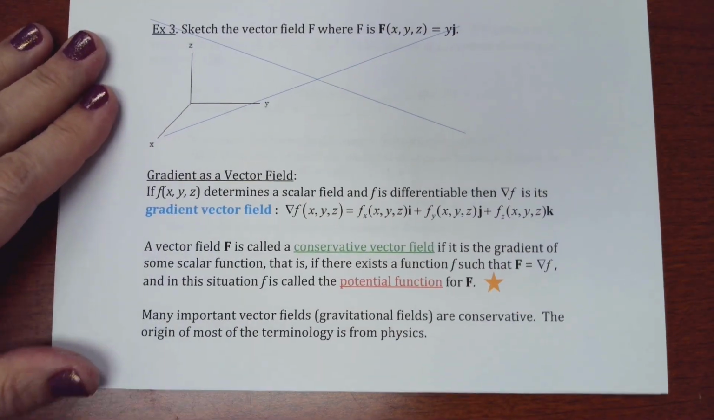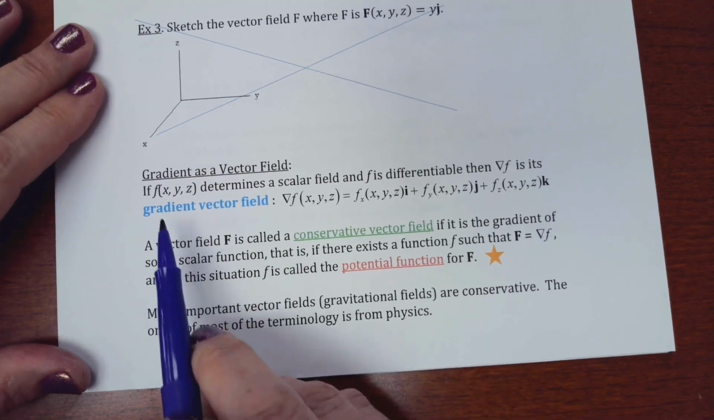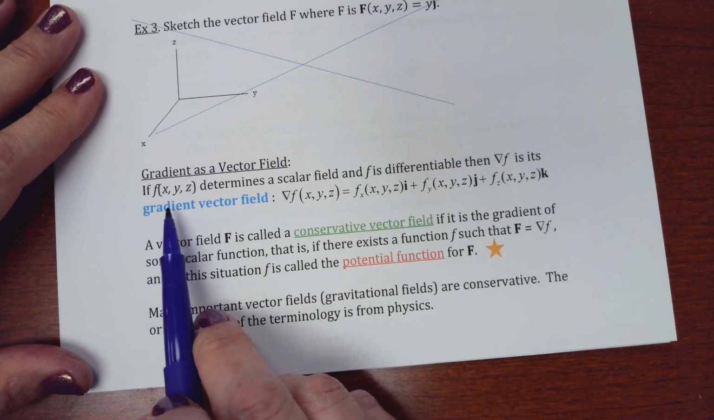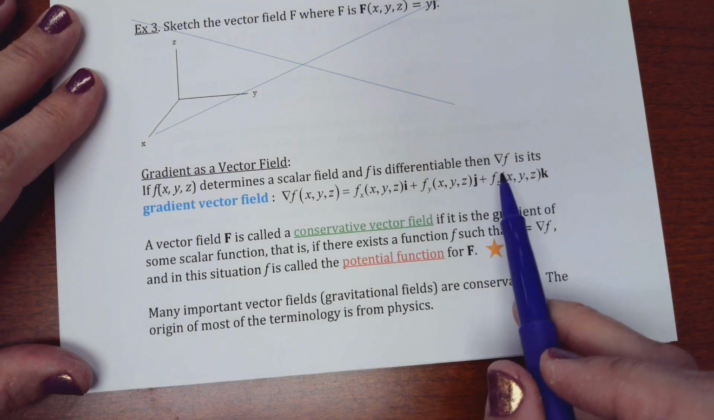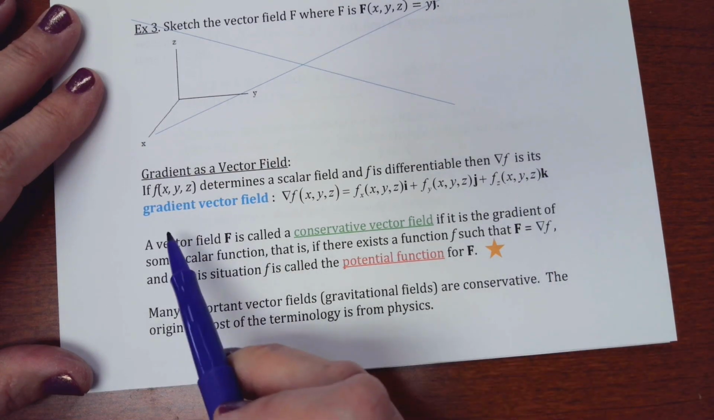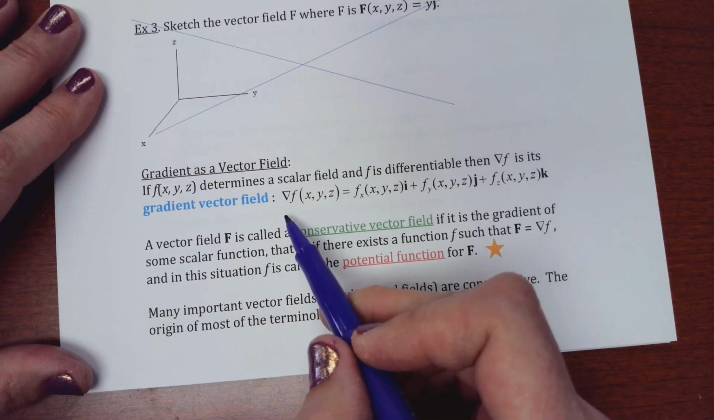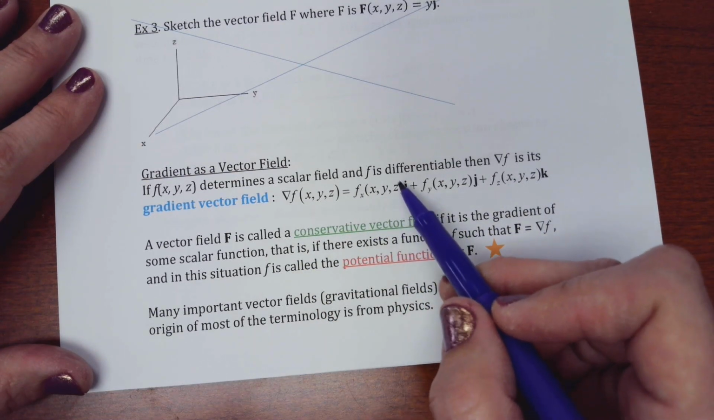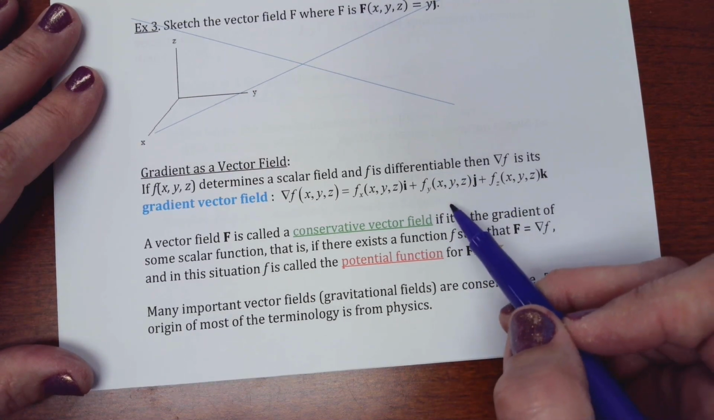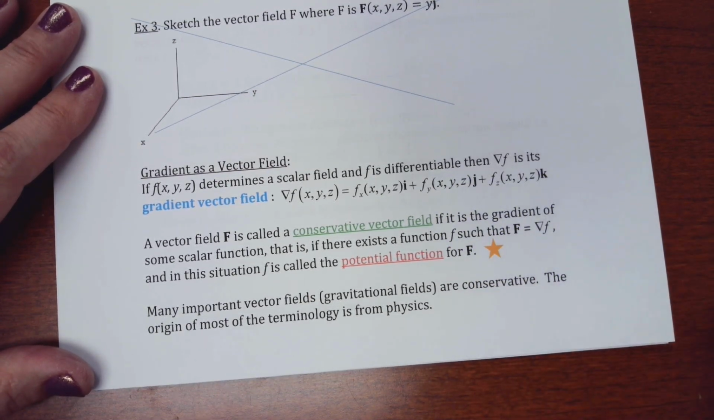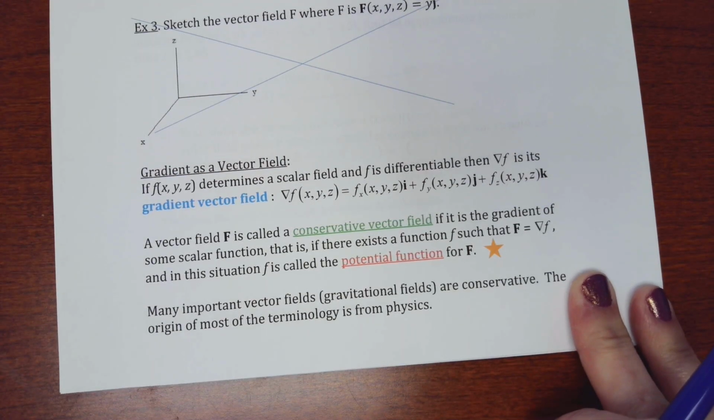All right, we're on the home stretch here. A gradient as a vector field: if your function determines a scalar field and the function is differentiable, then del f is the gradient vector field. Basically, to get del f, we do the derivative with respect to x of the i part, the derivative with respect to y of the j part, and the derivative with respect to z of the k part. That's called our gradient vector field.